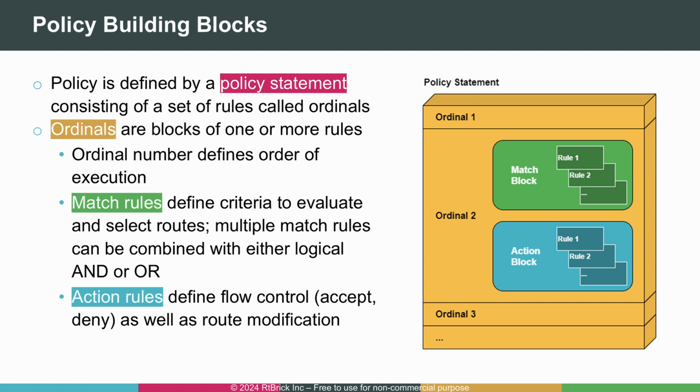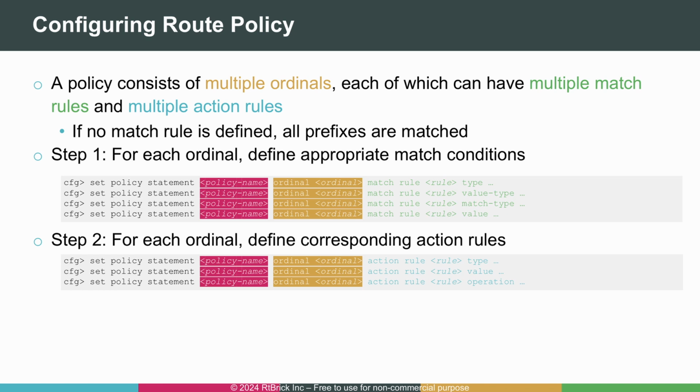More advanced actions can modify route attributes, for example, setting the local preference, prepending the AS path, or changing the next hop IP address. Ordinals within a policy are evaluated sequentially. By default, the first matching ordinal determines the action taken. However, policies can be explicitly configured to continue evaluating subsequent ordinals after a match. Let's see how to configure routing policies.